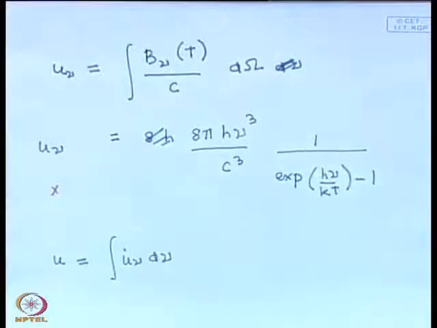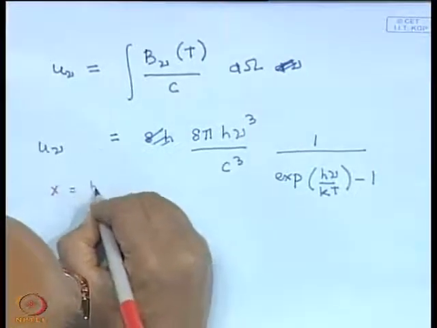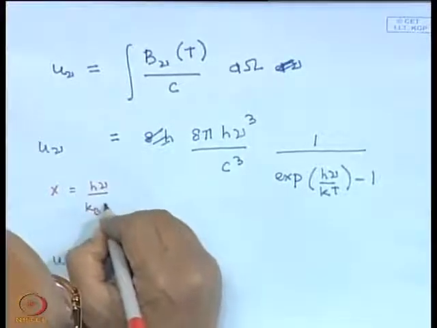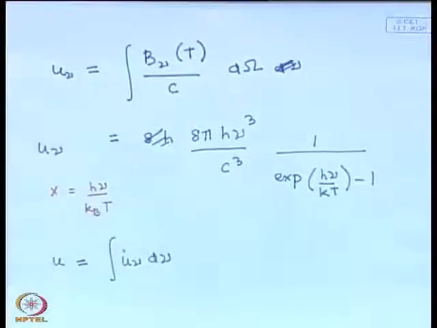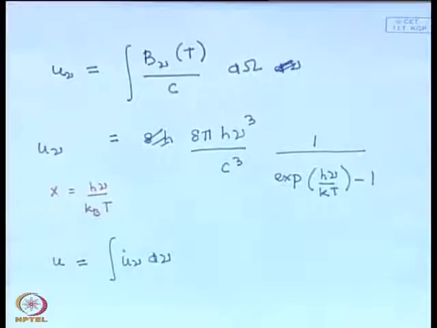such that x is equal to h nu by the Boltzmann constant into T, right, which makes this whole thing dimensionless. So let us do that.